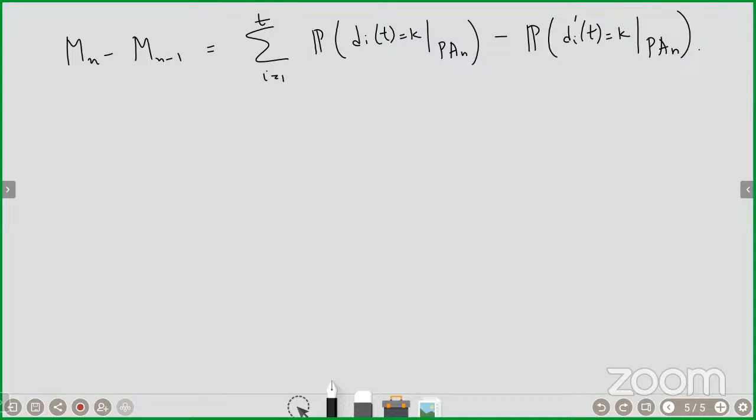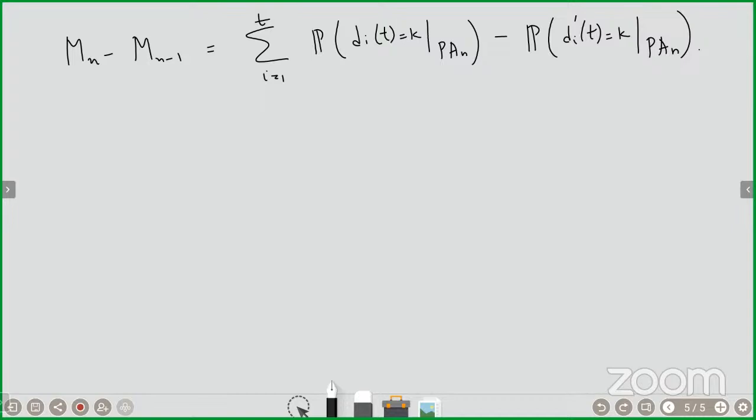So PA, what is PAN? PAN is the graph at that time. But for DIT, if I were to just tell you DIN, the degree of the ith node at time n, DIT equal to K means what? It has k edges, the ith node at time t. So how is it evolving is the question.